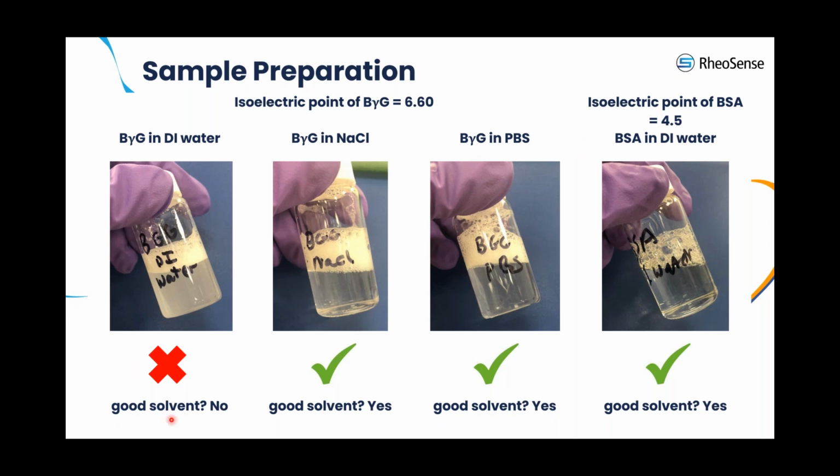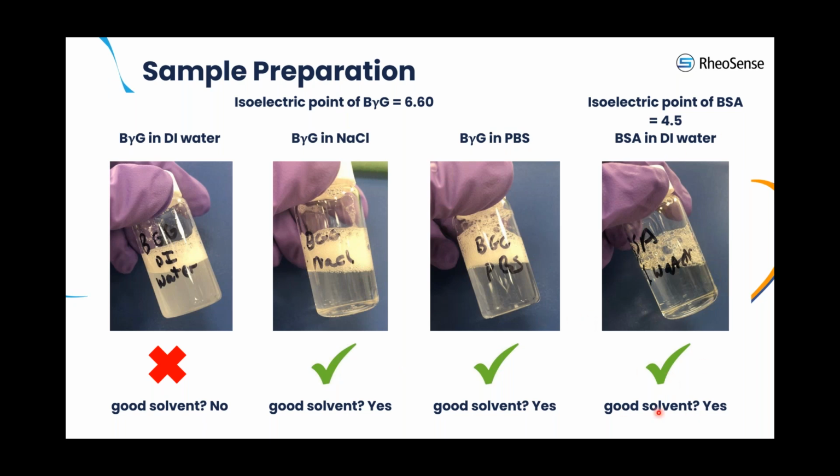If we look at the image of BGG in DI water, we can see clear turbidity in the sample. However, BGG is much more soluble in sodium chloride and PBS buffer. On the other hand, BSA is completely soluble in DI water.